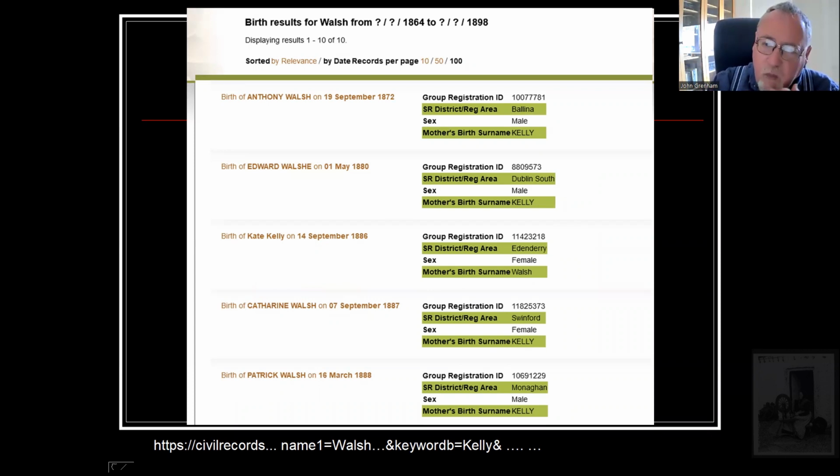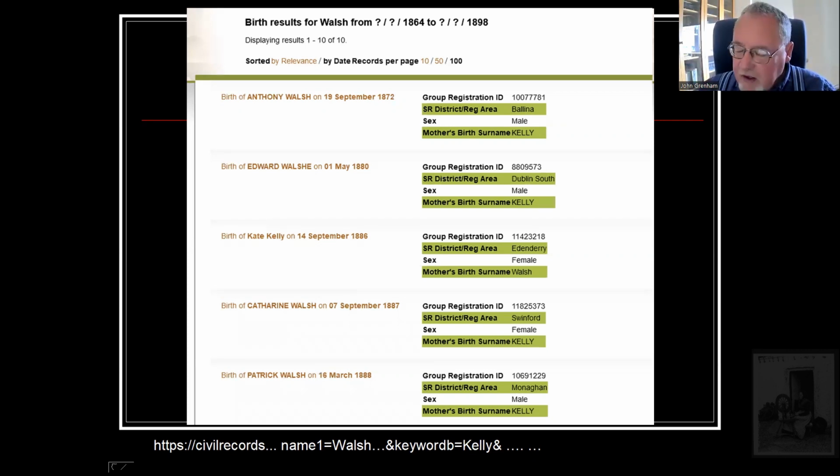One of the things I want to keep an eye on as I'm talking about this is what appears in the address bar, the URL. So it's https civilrecords.irishgenealogy, etc., etc. Name 1 equals Walsh and keyword B equals Kelly. The most important thing to remember about using two surnames is that name 1 is the name in the top box, it's the main name, and keyword B is the second surname, so it's keyword birth. And they're treated differently by the site.